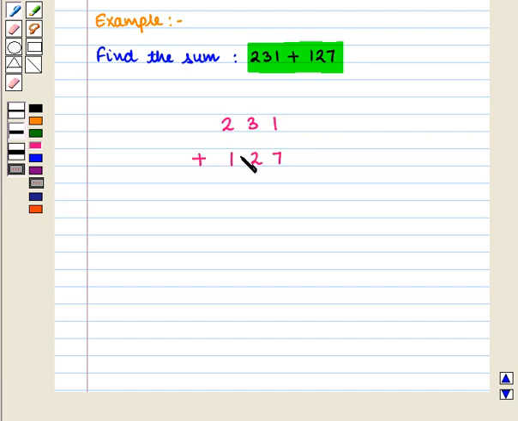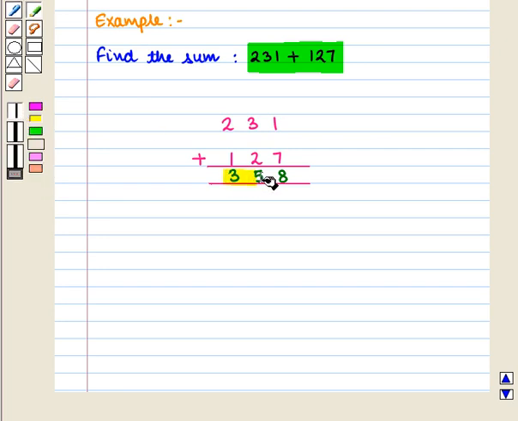Now we shall add these two numbers. First we add the units, that is 1 plus 7 and it is equal to 8. Now we add the digits at tens place, that is 3 plus 2 which is equal to 5. And now we add the digits at hundreds place, that is 2 plus 1 which is equal to 3. So we get the sum 358.